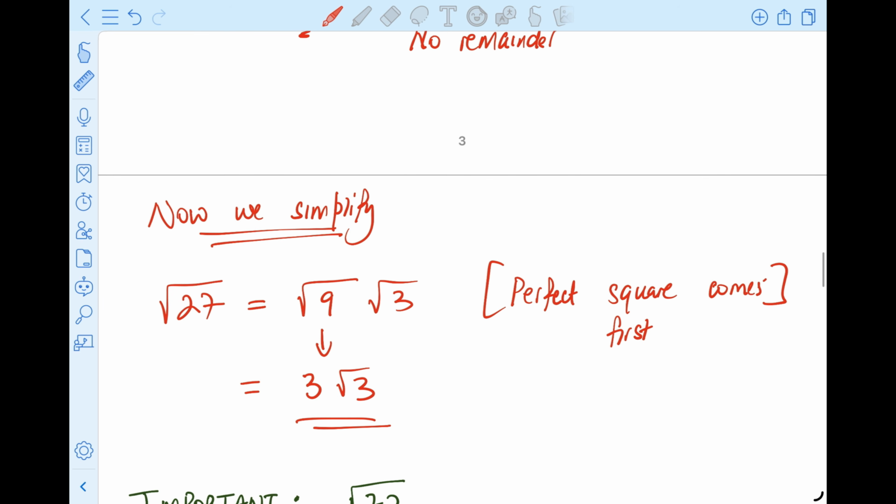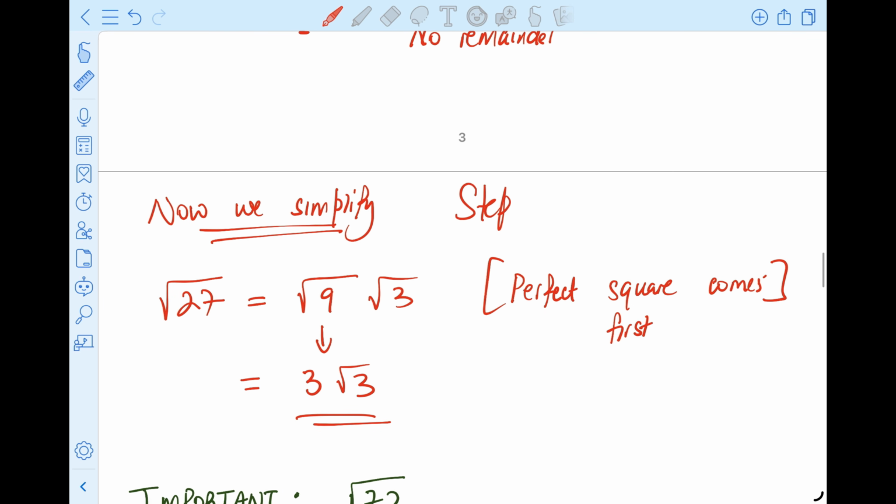And so what happens is step 2. Now we simplify. Because we have identified that with 27, we are working with 9 and 3, where 9 is the perfect square. What we're going to do is break up 27 into the product of 9 and 3 by writing it as the square root of 9 and the square root of 3. And what happens after that is the one that is the perfect square, we find the square root of that because we know it's going to come out of the square root.